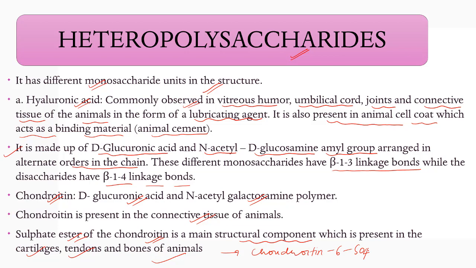So chondroitin is a polymer of D-glucuronic acid and N-acetyl D-galactosamine. Chondroitin is present in the matrix of the connective tissue of the animal. Sulfate esters of chondroitin are the main structural component present in the cartilage, tendons, and bones of animals, in the form of chondroitin 6 sulfate. So these are heteropolysaccharides which have different monosaccharide units, like hyaluronic acid, like chondroitin 6 sulfate.